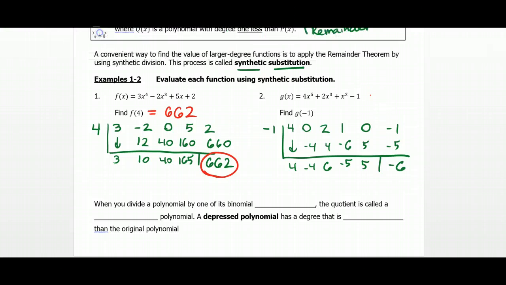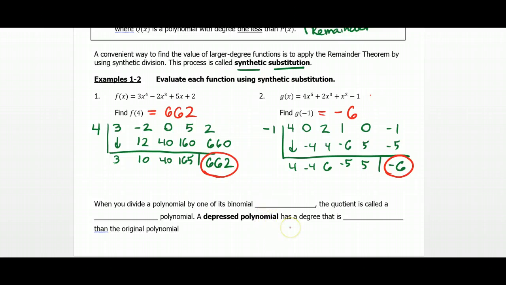Okay, so again, that means that if I plugged a negative 1 into this function for x, my output would be negative 6. So you can see this is a really nice quick method, again, especially if you don't have your calculator with you, to find really any output for any kind of polynomial function.